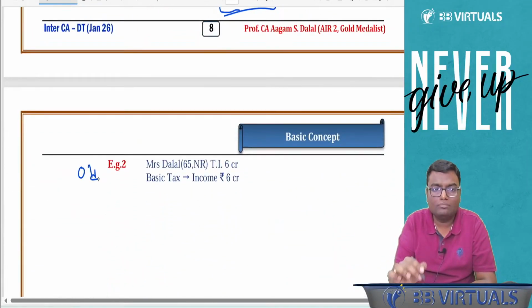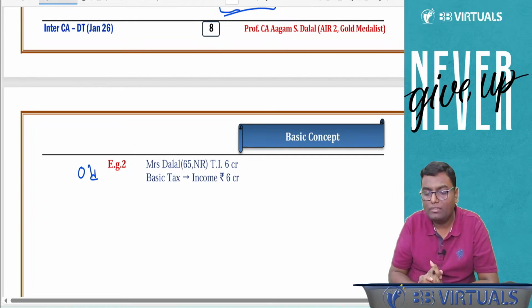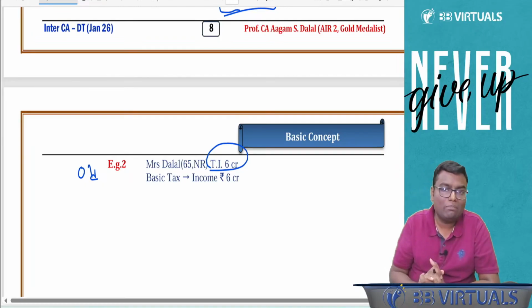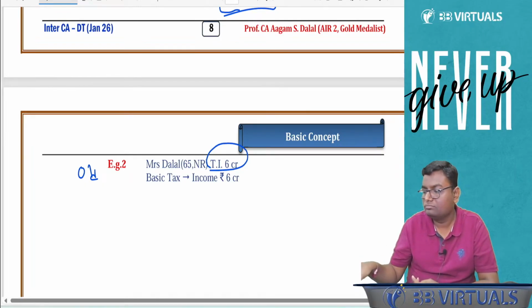Acha, solve this question. Assume old regime, Mrs. Dalal, 65 years, non-resident. Total income is 6 crore. You need to calculate tax payable. Giving you 2 minutes. Calculate tax payable.